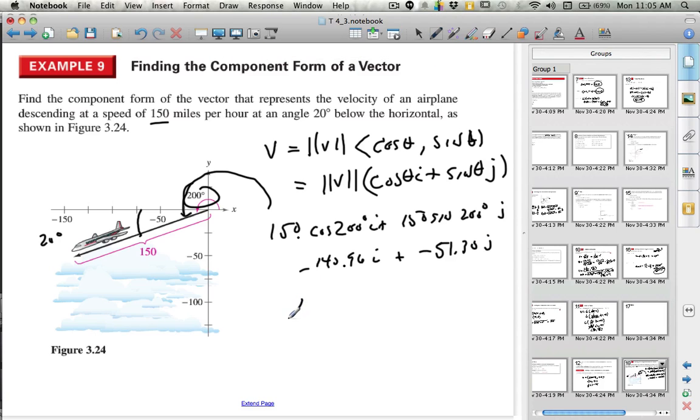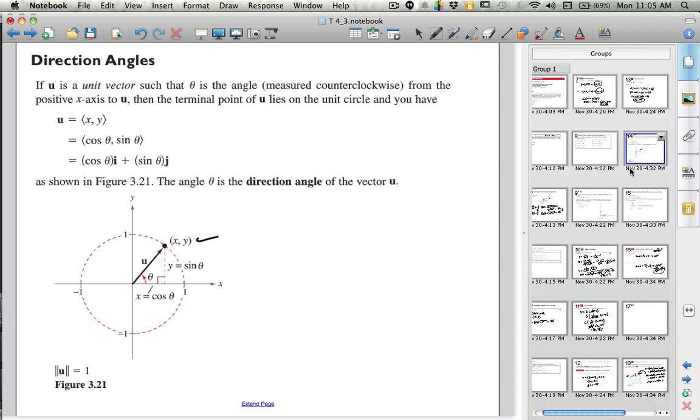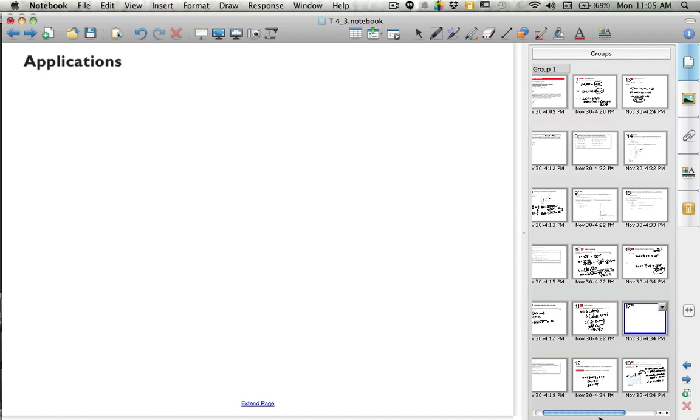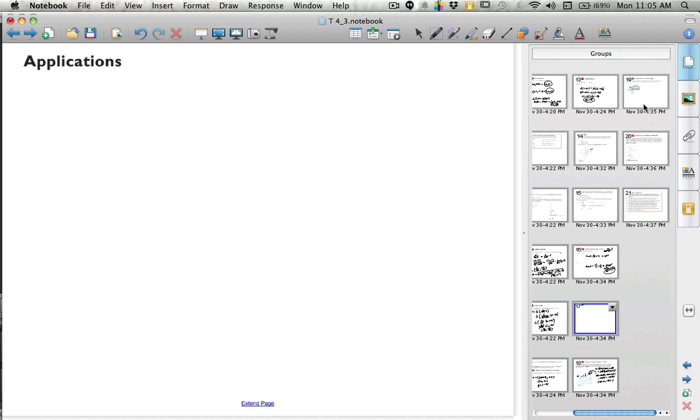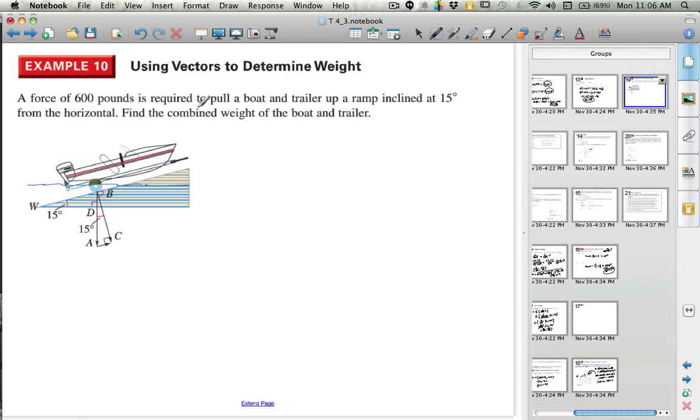And then we can go from the linear combination form to the component form by just taking the coefficients. And here's our component form. Oops, sorry. There we go.